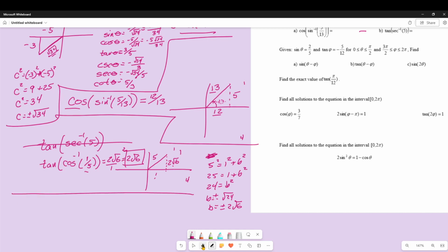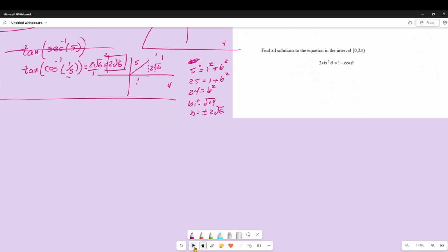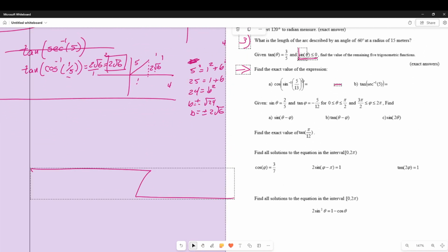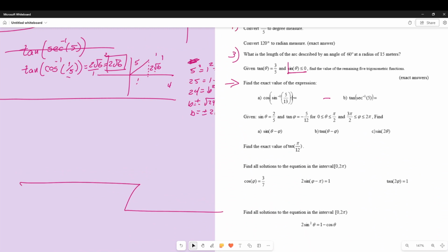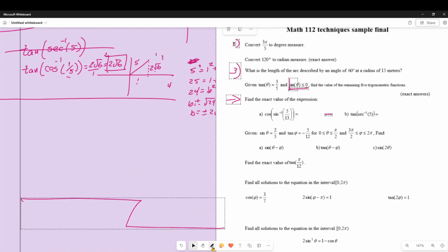All right. Give myself a little more space here. Where's my hand right there?